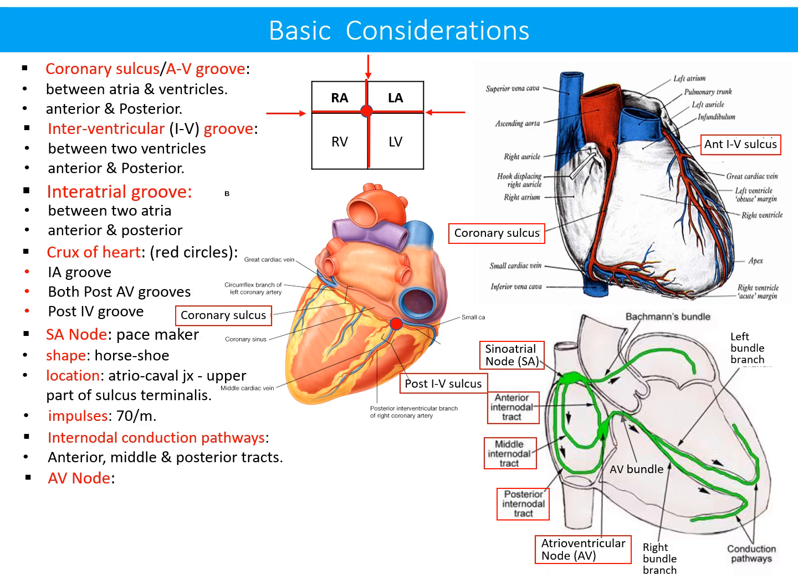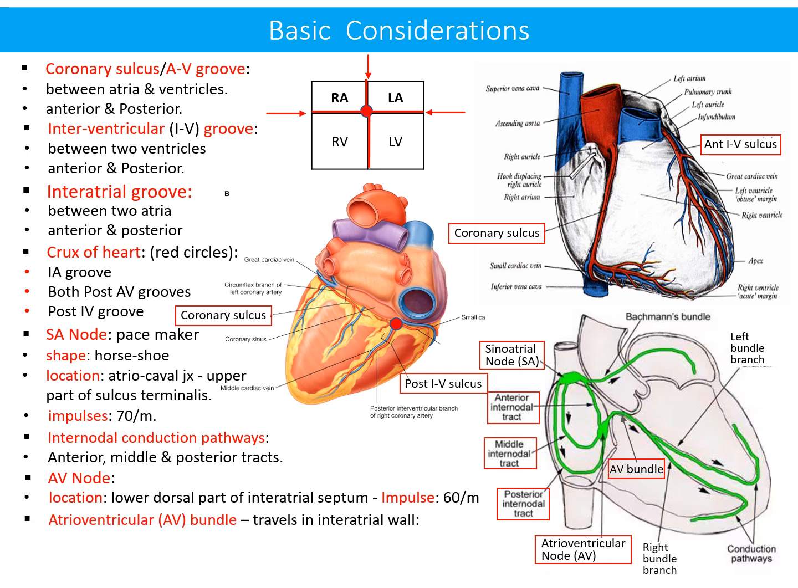Next is the atrioventricular node. It is located in the low dorsal part of the interatrial septum and can generate impulses between 50 and 60 per minute. Next is the atrioventricular bundle, which travels from the atrioventricular node through the interatrial wall and is divided into the right bundle branch for the right ventricle and the left bundle branch for the left ventricle.